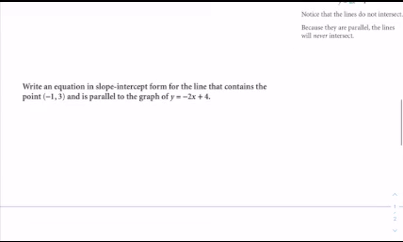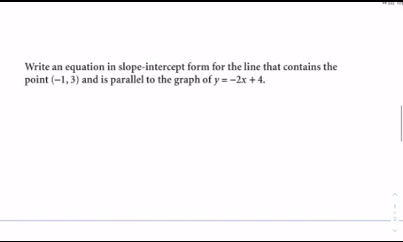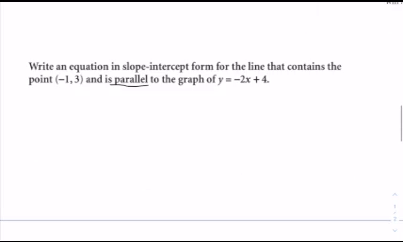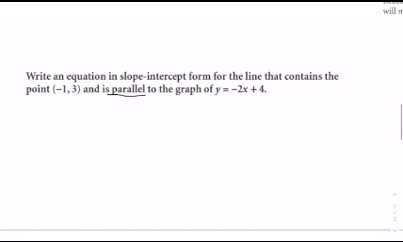So write an equation in slope-intercept form for the line that contains the point (-1, 3) and is parallel to the graph of y equals -2x plus 4. Since it is parallel to the graph of y equals -2x plus 4, then you know that you also use the same slope for the equation. So m for the second equation would also be -2.